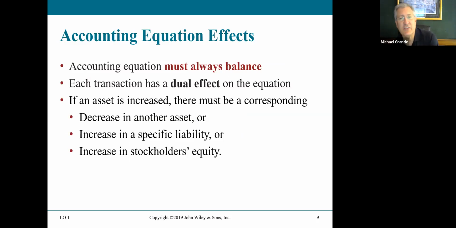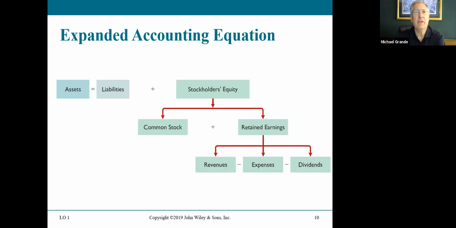Each transaction has a dual effect on the equation. If an asset is increased, there must be a corresponding decrease in another asset, or an increase in a specific liability, or an increase in stockholders' equity. Here's an expanded equation. Assets equal liabilities plus stockholders' equity. And stockholders' equity is made up of two big things: common stock and retained earnings. In retained earnings, think back to the statement of retained earnings: revenues minus expenses minus dividends.